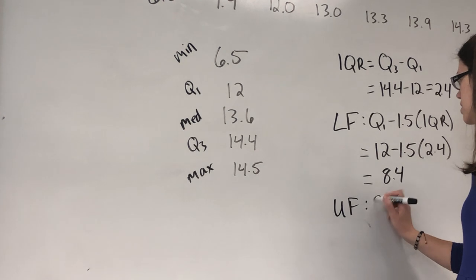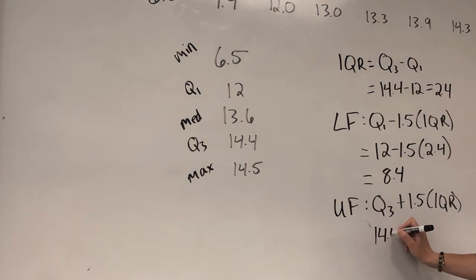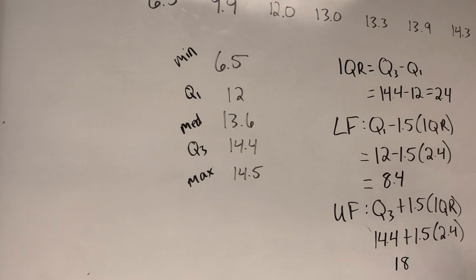We also have an upper fence, that's Q3 plus 1.5 times our IQR. So that's 14.4 plus 1.5 times 2.4, so that's 3.6, or I think that might be 18. Okay, those are my fences when I draw this box plot. So anything between 8.4 and 18 are going to be okay. So these are our numbers up here.